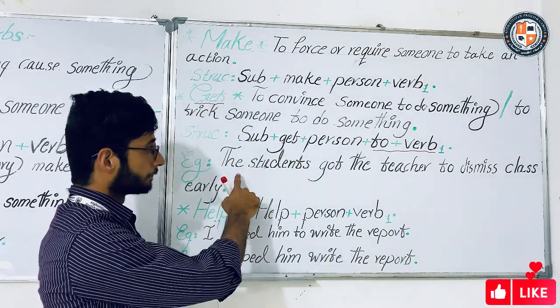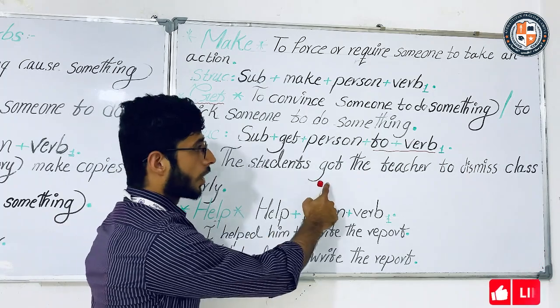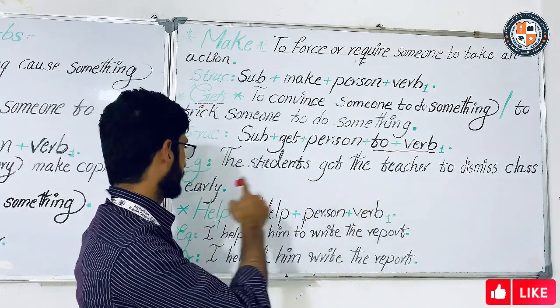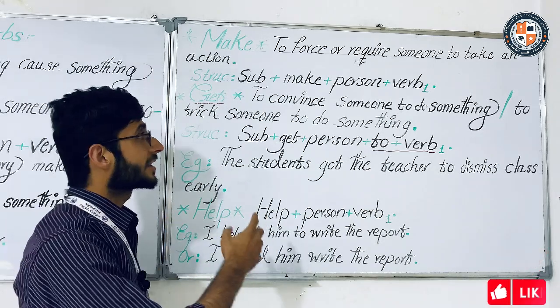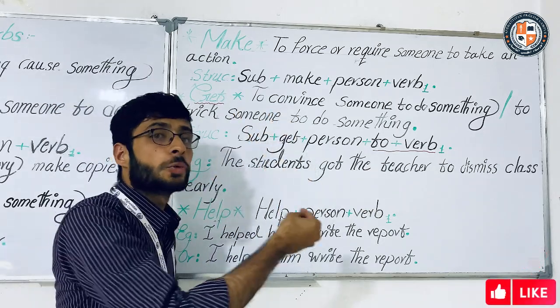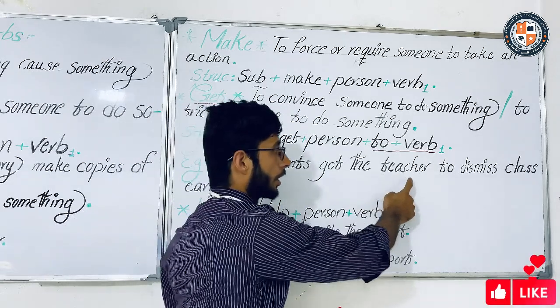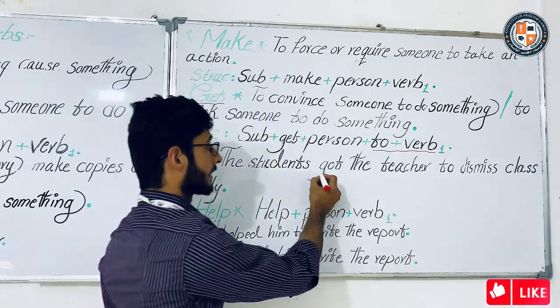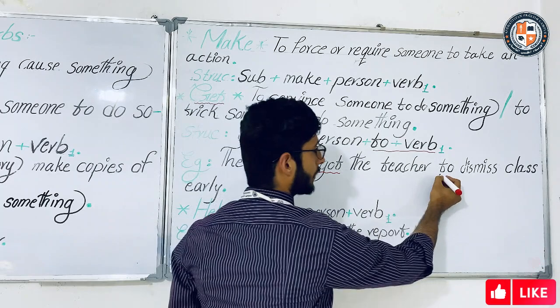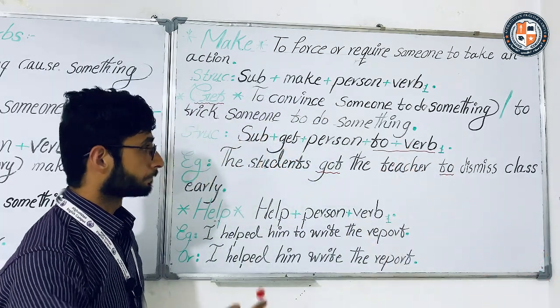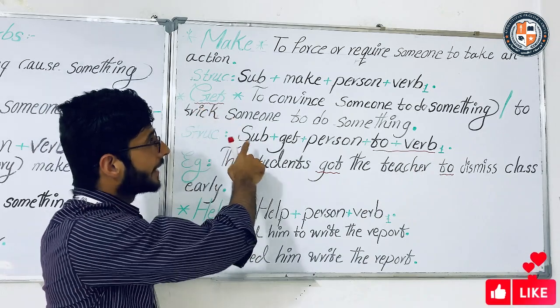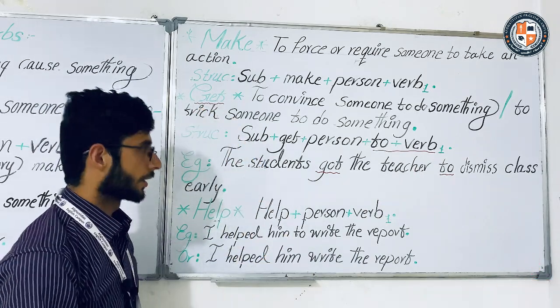Like this example, the students got the teacher to dismiss class early. It means the students convinced or persuaded who? The teacher to dismiss the class early. See, here we have got, and after that we have what? To. It's called the infinitive. When you use get, it means to persuade someone to do something.